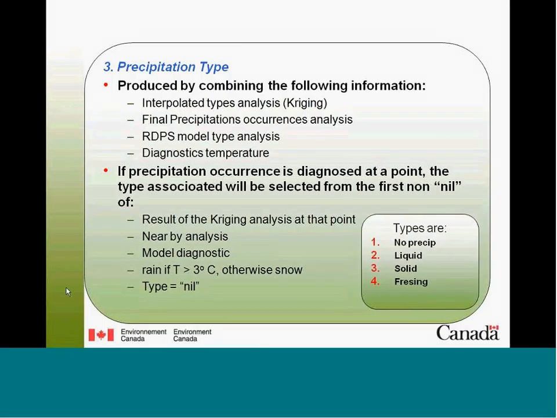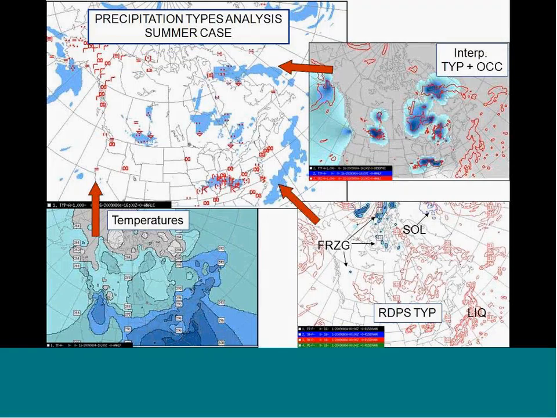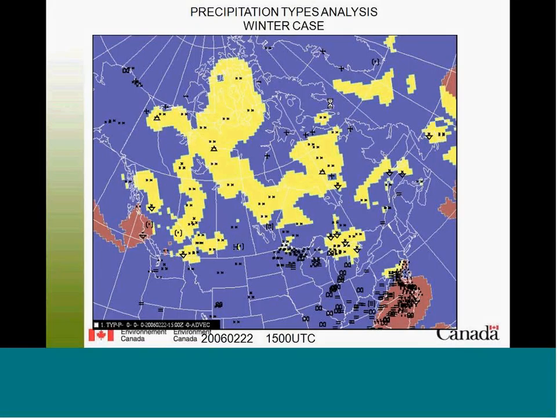We basically diagnose four levels of type: snow, rain, liquid, solid, and freezing. Sorry for the fault here. The resulting field is based on the different inputs: temperature, model, and the interpolated type and occurrence. The color is slightly different here, but essentially we have here, in this sort of color, the type.